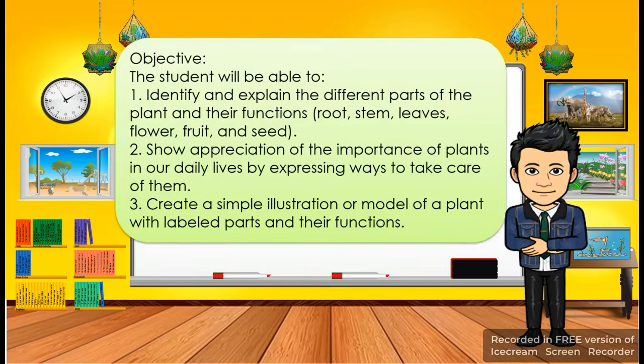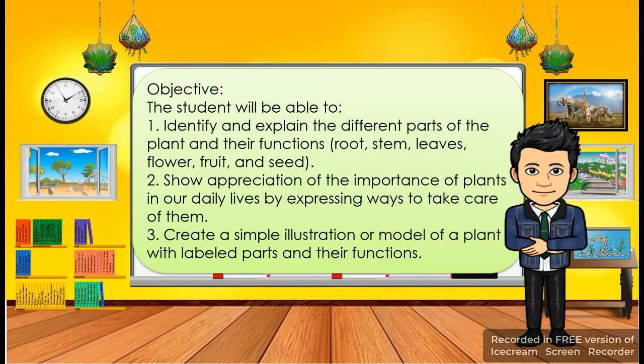But before that, these are our objectives. 1. The student will be able to identify and explain the different parts of the plant and their function: roots, stem, leaves, flower, and seeds. 2. Show appreciation of the importance of the plants in our daily lives by expressing ways to take care of them. 3. Create a simple illustration or model of the plants with labeled parts and their function.